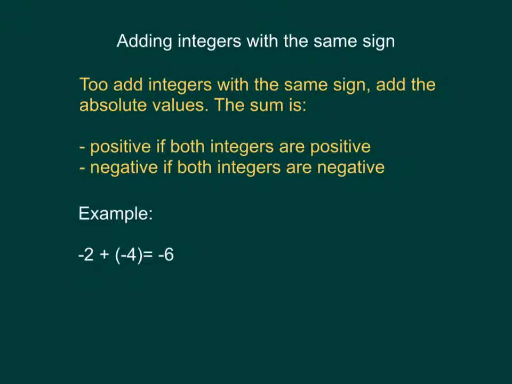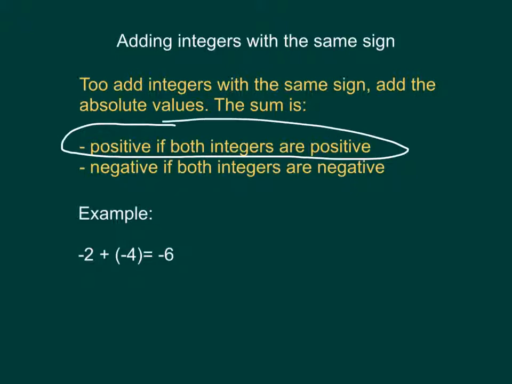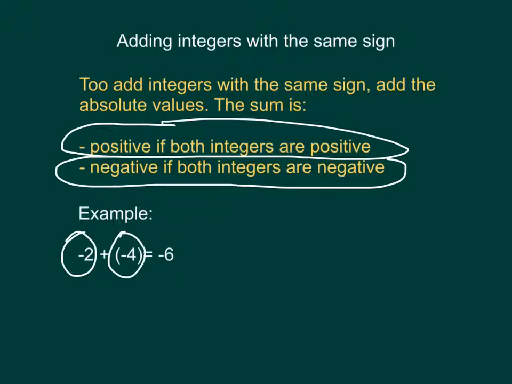So when we're adding integers with the same sign, you add the absolute values. So the sum is positive if both integers are positive. The sum is negative if both integers are negative. So this is adding things with the same sign. For example, we have -2, and we added a -4. So you add the absolute values, which is 2 and 4, which gets you 6, and you know that the answer is negative because both numbers were originally negative.